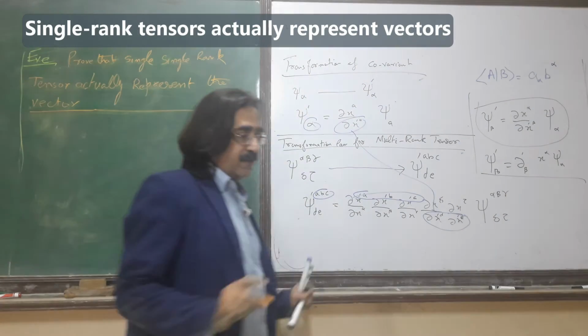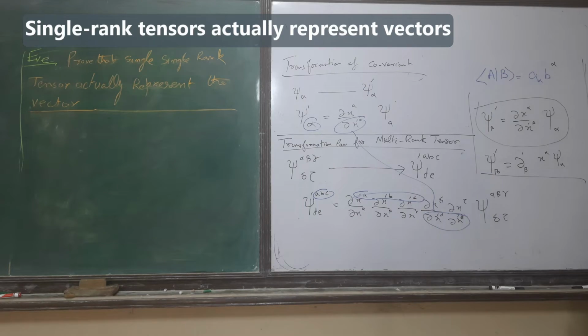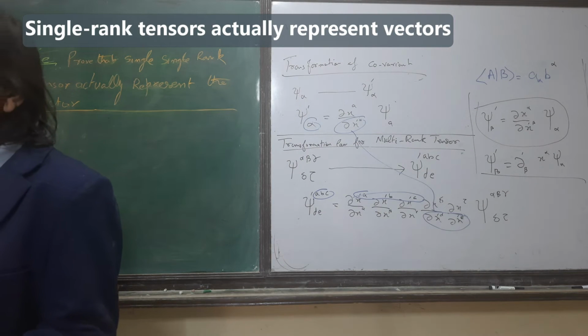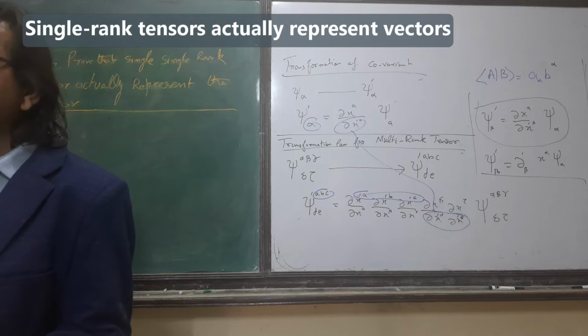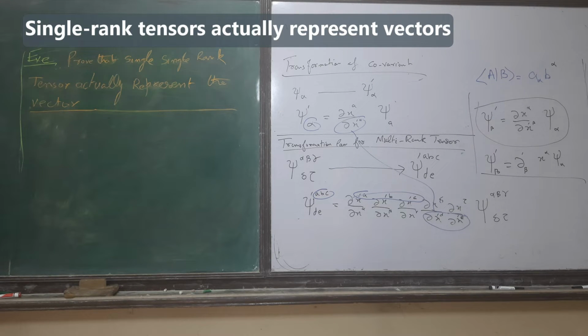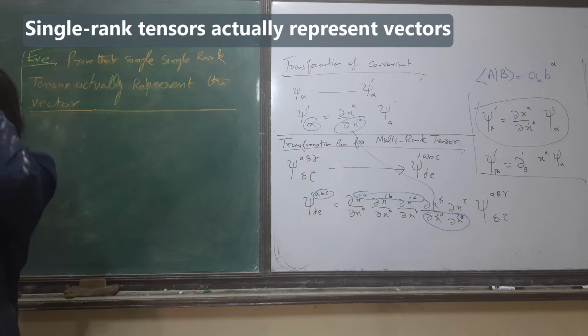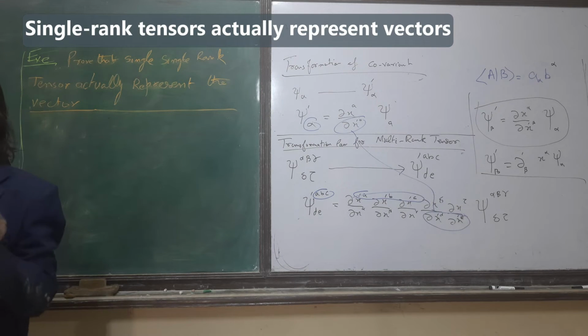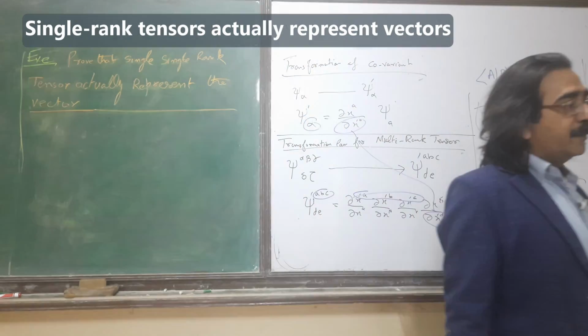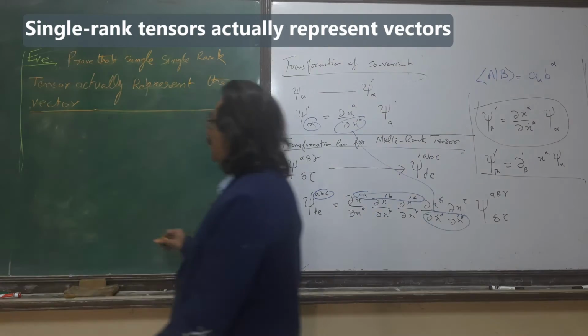Now we have understood how the single rank tensor transforms and how the multi-rank does. Now we have to prove that single rank tensors are actually physically vectors. So firstly, we must know what a vector is. I have already explained: a vector has two properties. Vector components will be transformed, and secondly, they will be transformed in such a way that under all transformations its magnitude will remain the same. What definition of a vector have we studied? What is the definition of a vector?